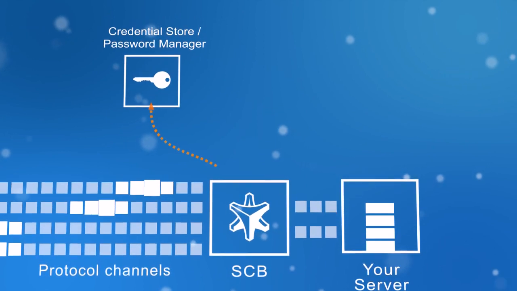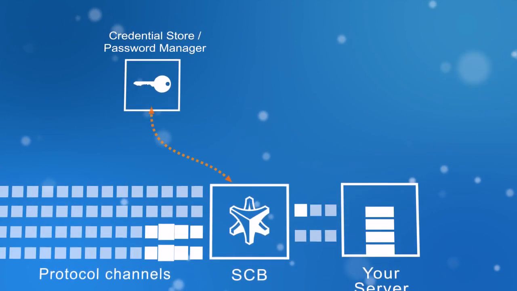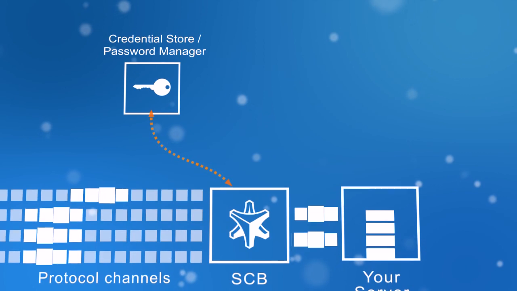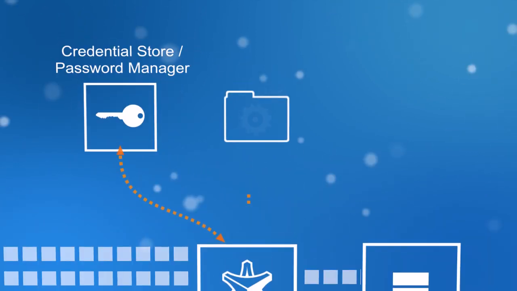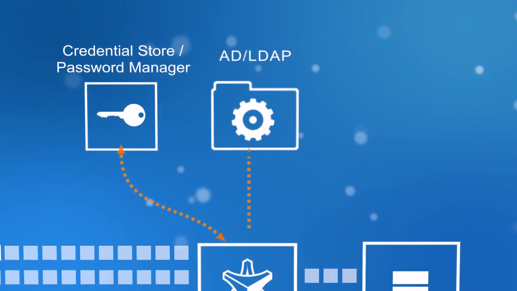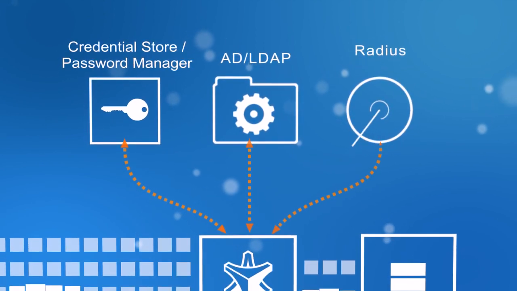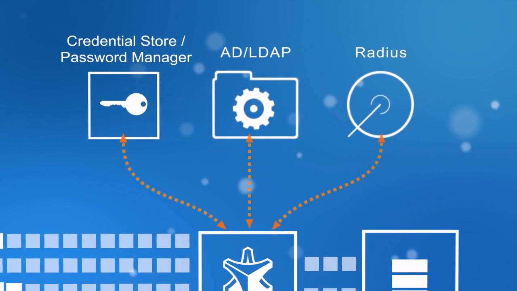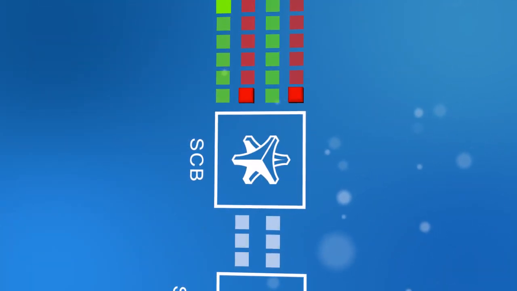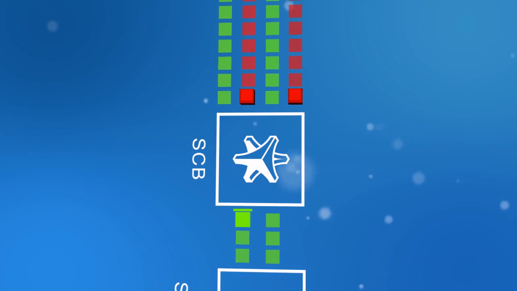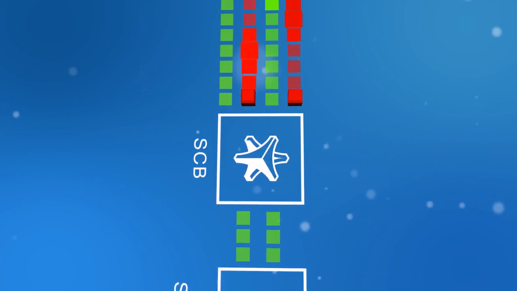SCB Credential Store stores user credentials and uses them to log into the server without the user having access to the credentials. In addition, SCB integrates to external password management solutions as well. Connections can also be authenticated to user databases such as LDAP or RADIUS. By controlling protocol channels, SCB restricts external administrators' access to your sensitive data.